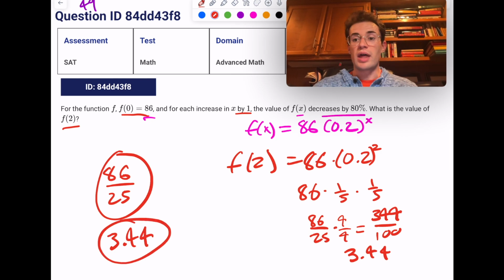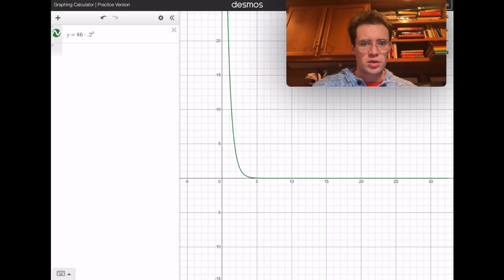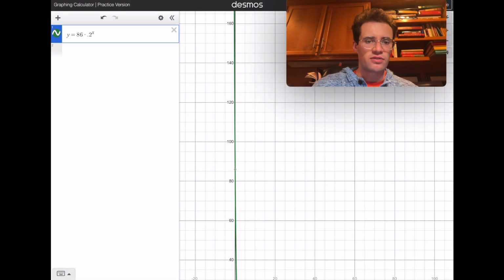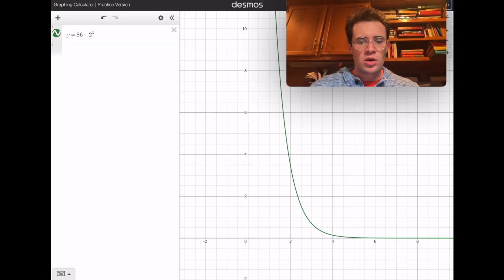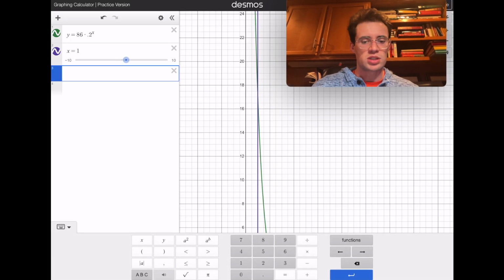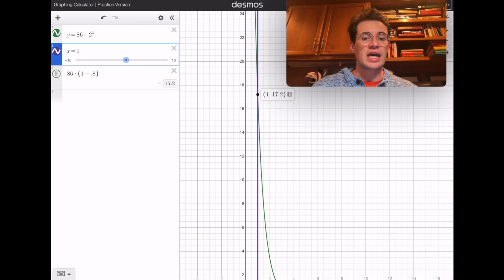I'll just show that you can do that also in Desmos. Y is equal to 86 times 0.2 to the x power. Here's your exponential decay. You can see when x was equal to 0, it is in fact 86 like we wanted. And then if we zoom in, when x is equal to 1, it goes down to 17.2, which, let's see, 86 times 1 minus 0.8, so losing 80% does give you 17.2, so that checks out.